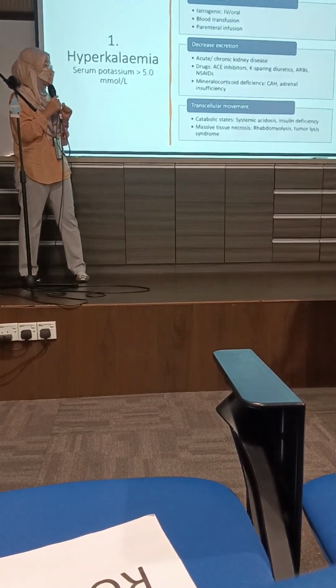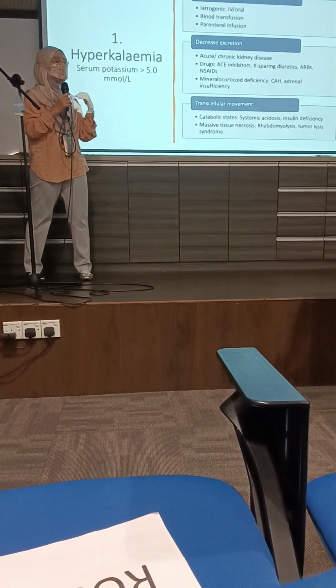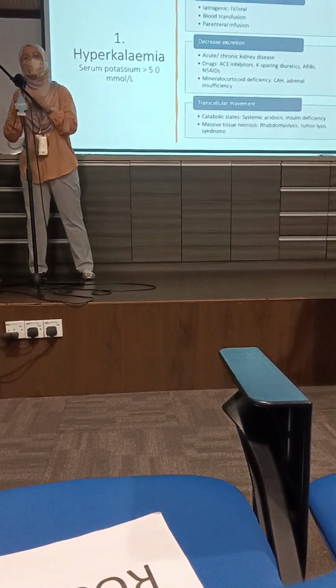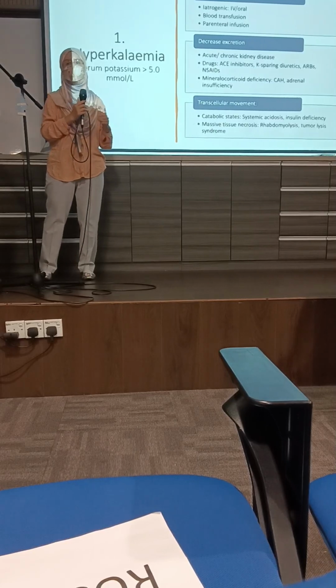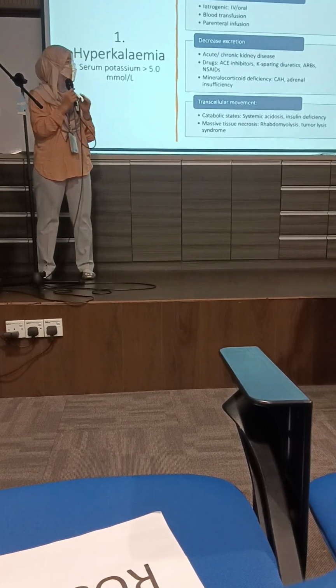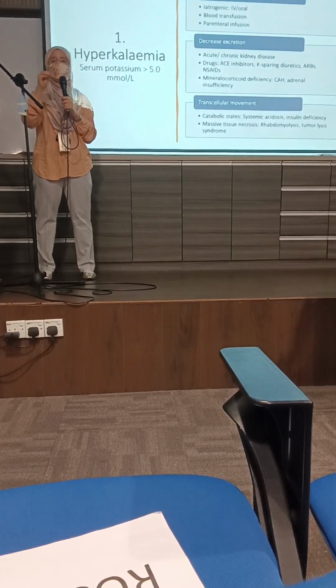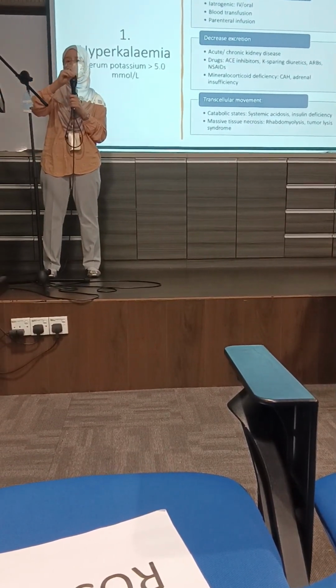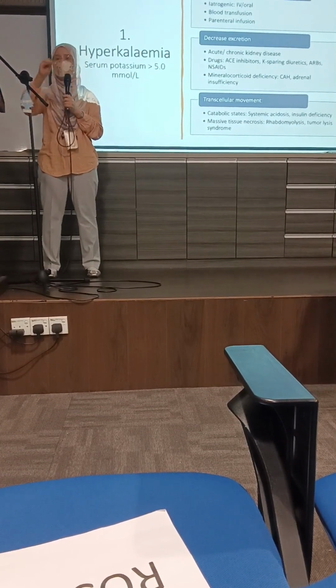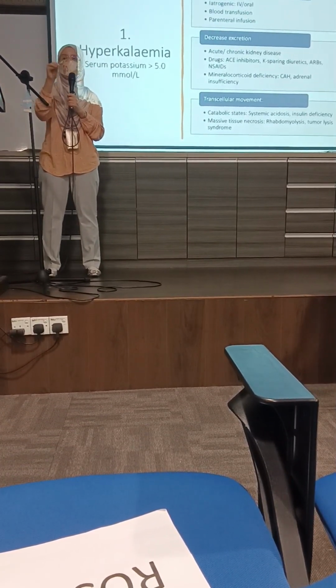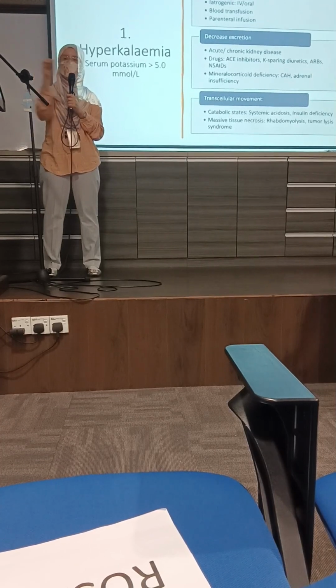And next in transcellular movement, whereby in acidosis ataupun in insulin deficiency, potassium akan keluar daripada sel. Okay, you know that in insulin deficiency, insulin tu digunakan untuk glucose entry into the cell. Glucose masuk sekali dengan sodium kena masuk. Tapi kalau dia deficiency, sodium tak boleh nak masuk. So apa yang jadi? Potassium yang keluar.